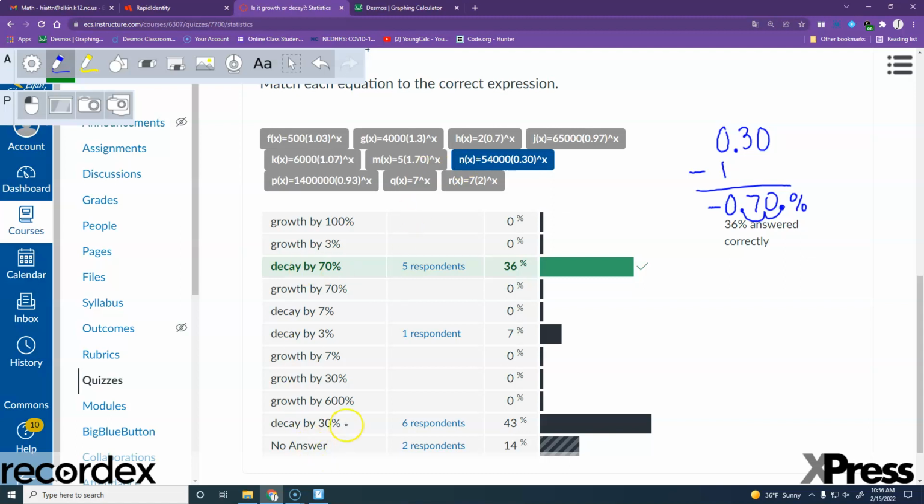Lots of you put decay by 30. Remember, it's not going to be the number that's there, especially for decay. The only time it will be the number that is there is if it's 50%, right? Half, because if you do 100 minus 50%, you still get 50%. But any other time, it should not be the number that you see here.